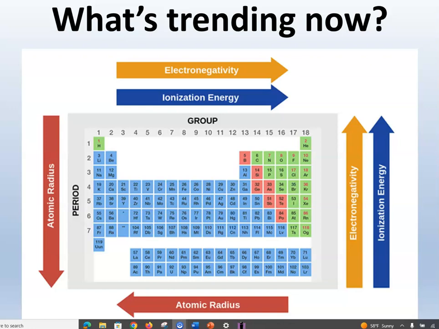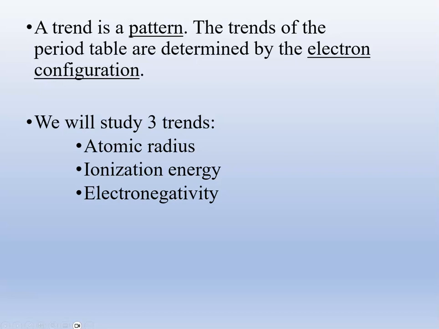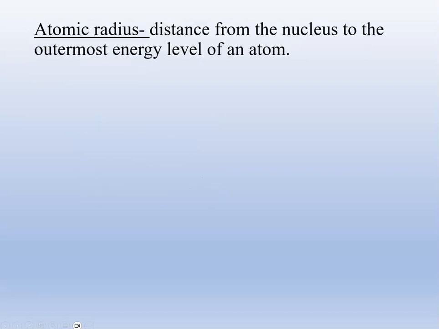You should have a note page that goes along with this PowerPoint. So again, a trend is just a pattern that we see on the periodic table. We've already seen one pattern with those valence electrons, and also seen a pattern with the oxidation number, the charges of the ions. So these trends, these patterns that we're seeing are because of the electron configuration. And again, this video is going to cover atomic radius.